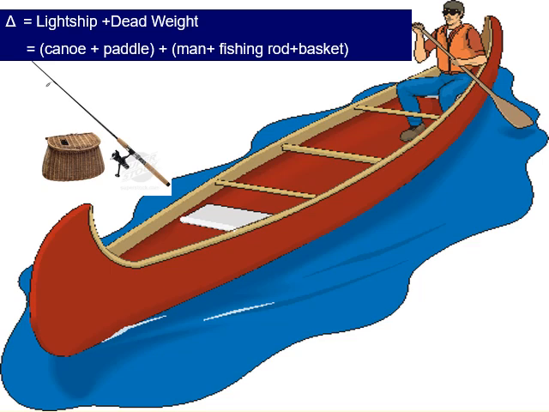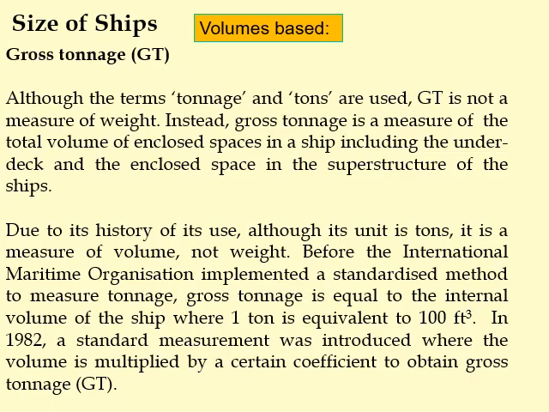Of course, we can see that in bigger ships or actual ships, the canoe and the paddle is actually the hull plus the machinery, and the man, fishing rod and basket will be the crew plus the cargo and whatever other things that the ship will carry. So those are items of dead weight, whereas the canoe and paddle is the item of that ship.